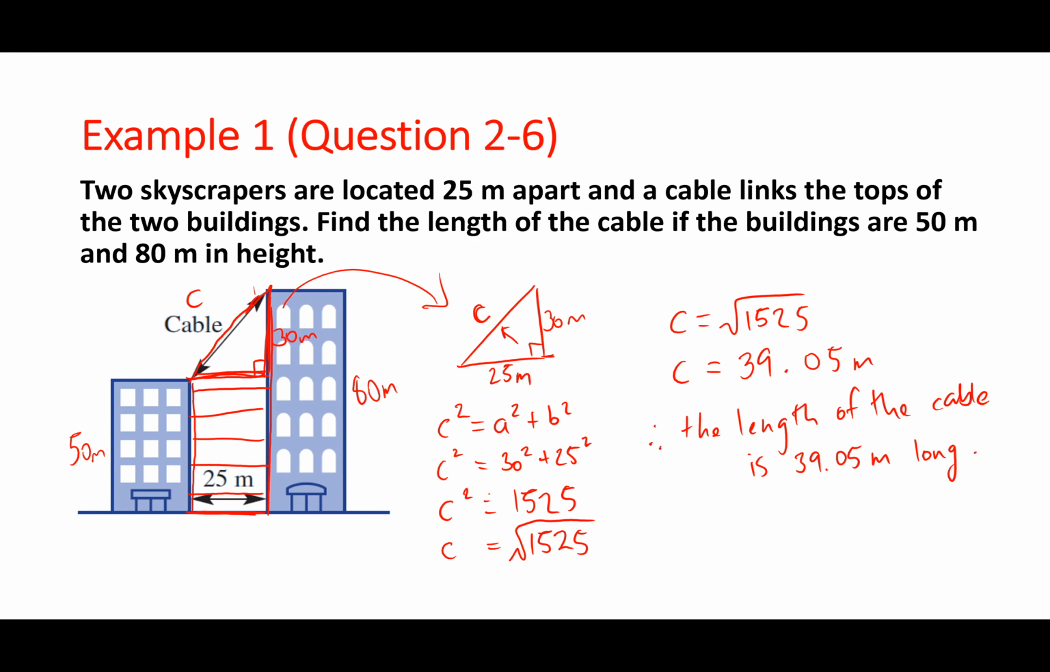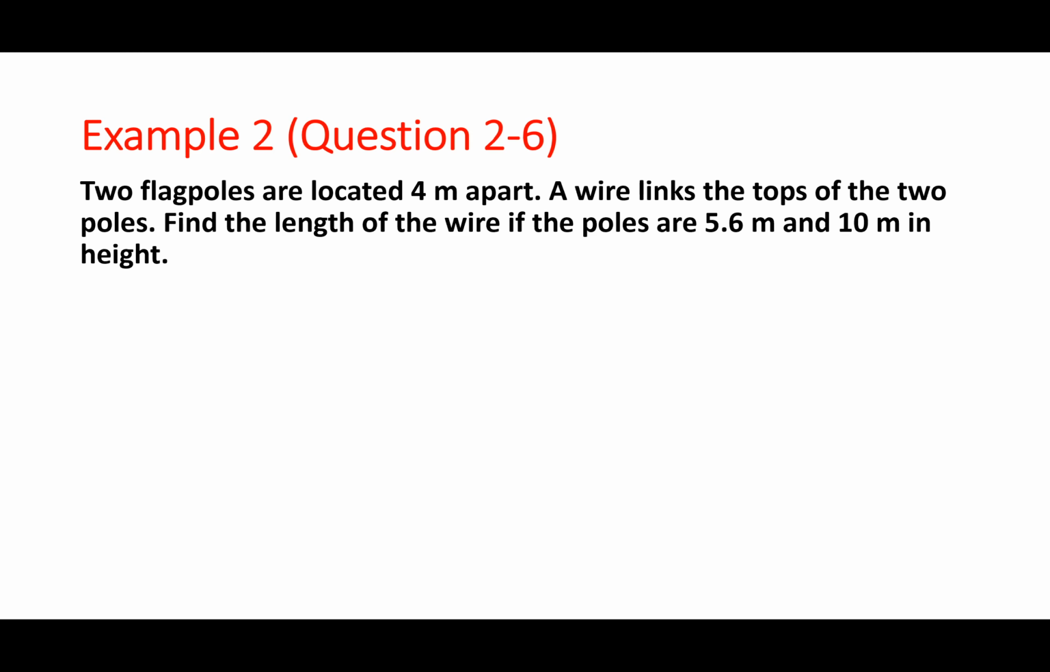So this is example 2 for questions 2 to 6. Okay, so let's solve the problems in this one. 2 flagpoles are located 4 meters apart. So, let's start drawing a picture. Here's a flagpole. Here's a flagpole. One is taller than the other. One is 5.6 meters and the other is 10 meters. And we know that they are 4 meters apart. So these 2 flagpoles are 4 meters apart. One's 5.6 meters tall and one's 10 meters tall.